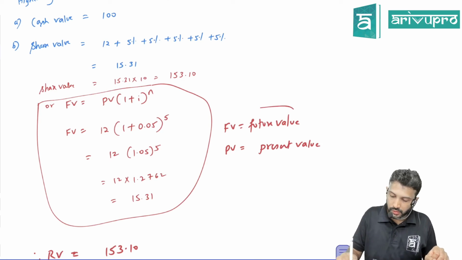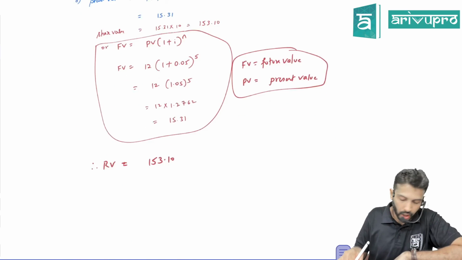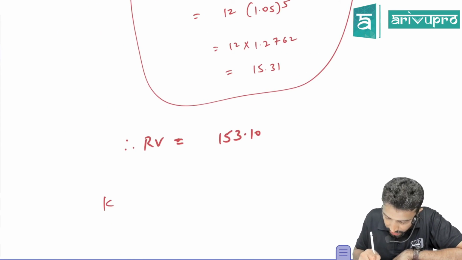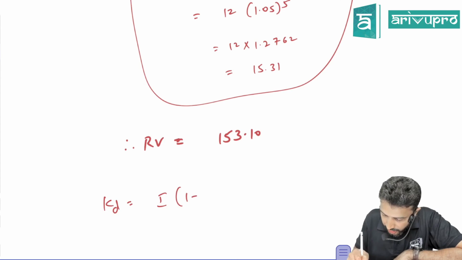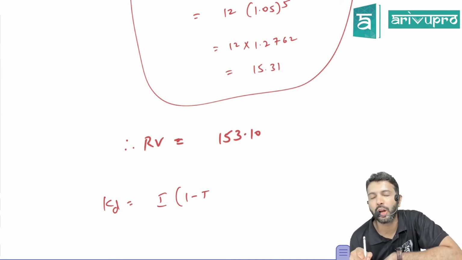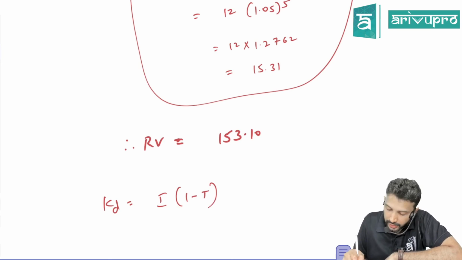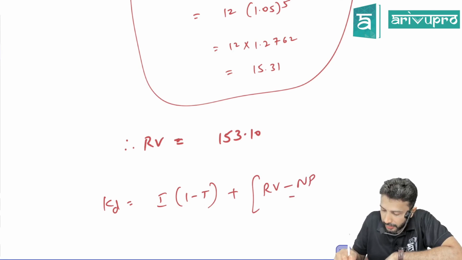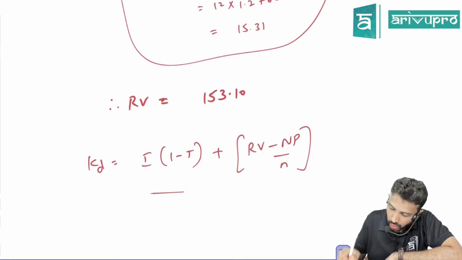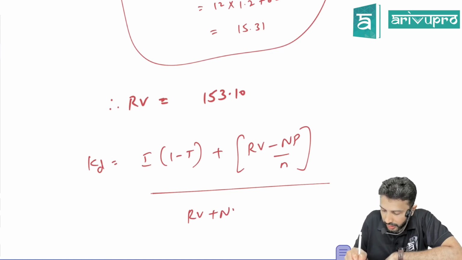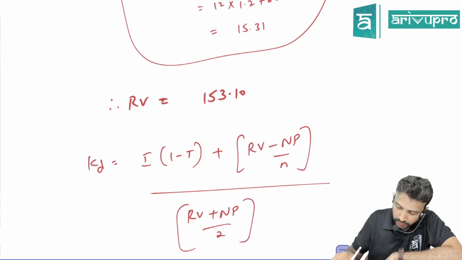Okay. So how do you get cost of debt? Cost of debt is nothing but interest into, first of all, what kind of a debt? Irredeemable or redeemable? Redeemable. So the formula will be interest into (1 minus tax rate) plus (RV minus NP) divided by N, whole thing divided by (RV plus NP) divided by 2. Can we plug in all these numbers now?